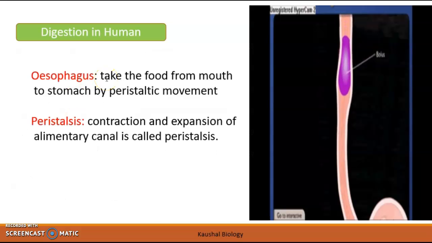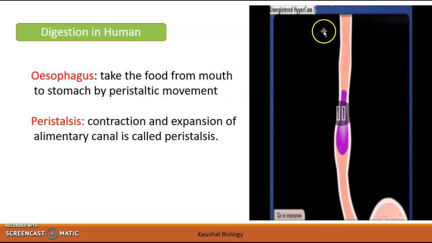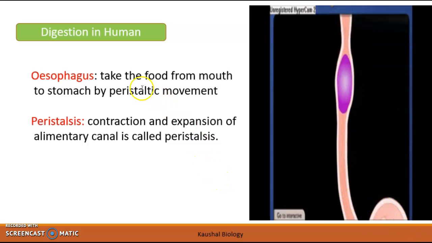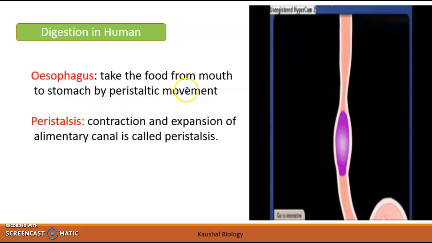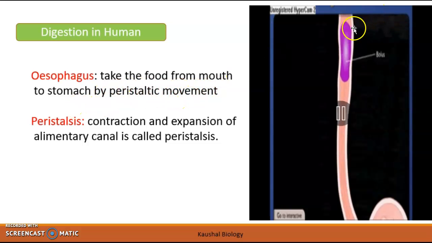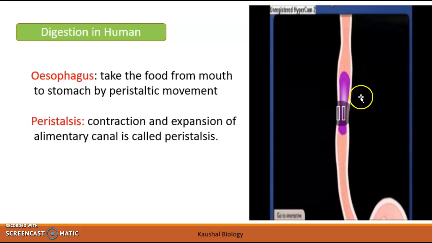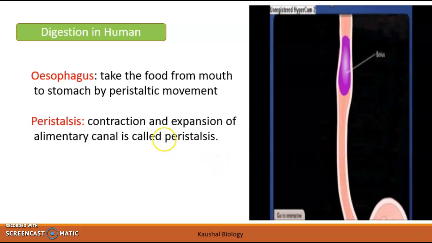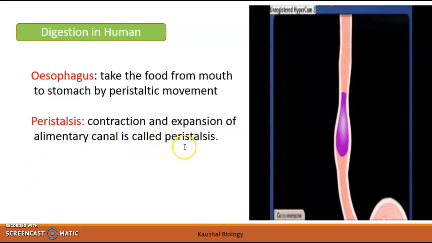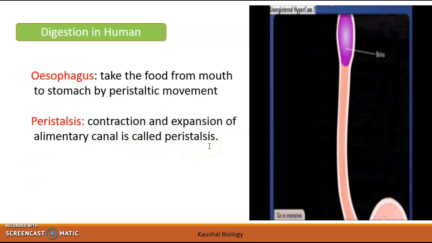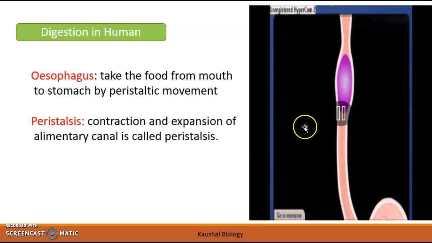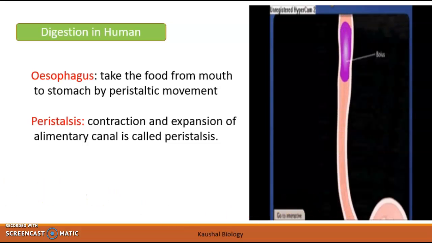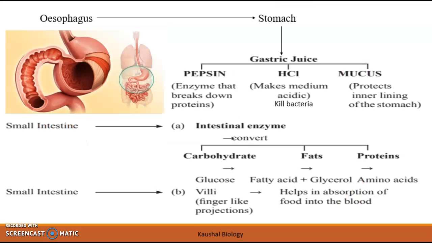Yes, the oesophagus, a very important part. What is the work of the oesophagus? It connects the mouth with the stomach. It takes the food from the mouth to the stomach by peristaltic movement. What is peristaltic movement? The contraction and expansion of the alimentary canal, with the help of which the food is moving down. This expansion and contraction of the alimentary canal is known as peristalsis. I hope it is clear to all, and you can see a very nice animation of peristaltic movement in the alimentary canal.